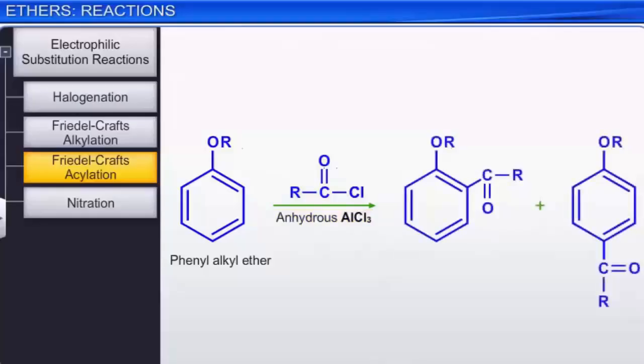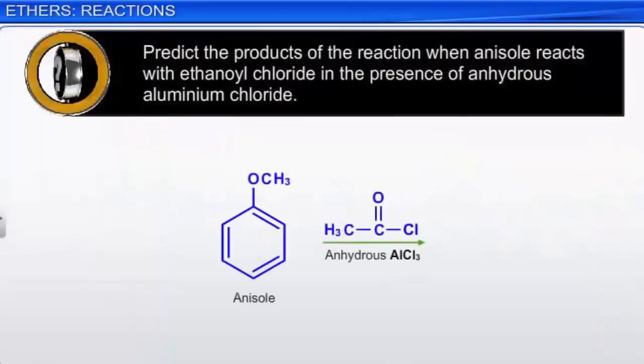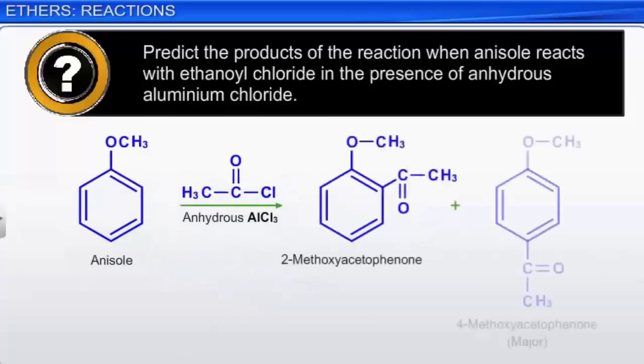Predict the products of the reaction when anisole reacts with ethanoyl chloride in the presence of anhydrous aluminium chloride. Under these conditions, Friedel-Crafts acylation will occur. The para isomer, that is 4-methoxyacetophenone, will be the major product.